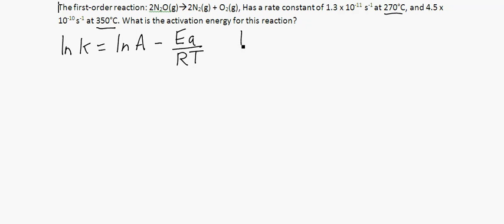Before we do that though, I'm just going to pull the important information out of the question. So the rate constant is given at 1.3 times 10 to the power of 11 inverse seconds. Now if this is the unit for a rate constant, that tells me it's a first order reaction. It also tells you in the question, but if it didn't, you'd know it from the units. And that's at 270 degrees Celsius.